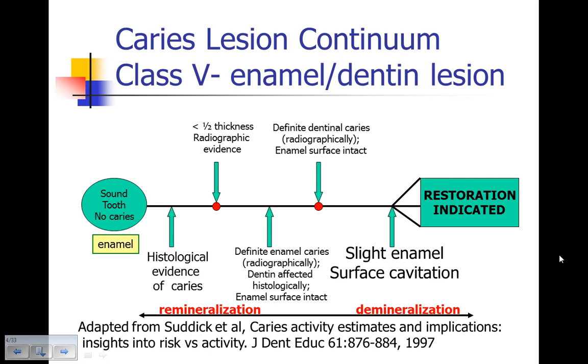Radiographically, the caries will then proceed to be through half the thickness of the enamel until finally there's definite enamel caries radiographically. The dentin is affected histologically while the enamel surface is still intact. At this point, the tooth is treatable with remineralization therapies. We reach the point where dentinal caries becomes more definite radiographically even with an intact enamel surface, and our restorative intervention occurs when the enamel surface starts to cavitate.